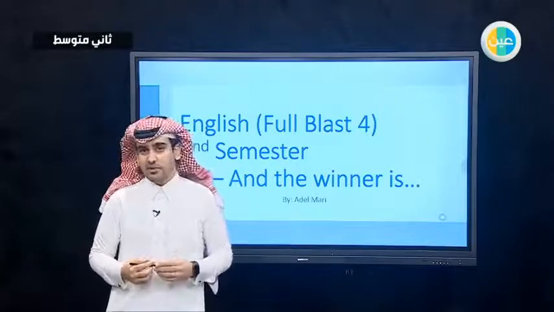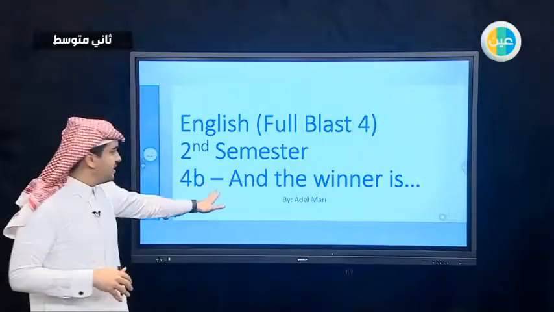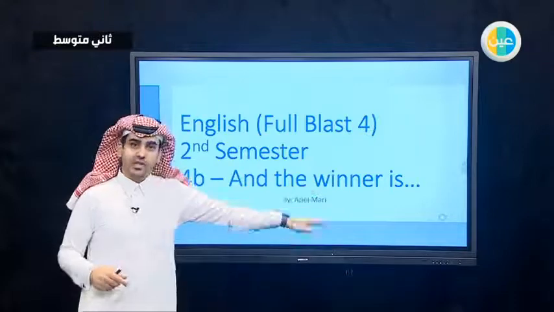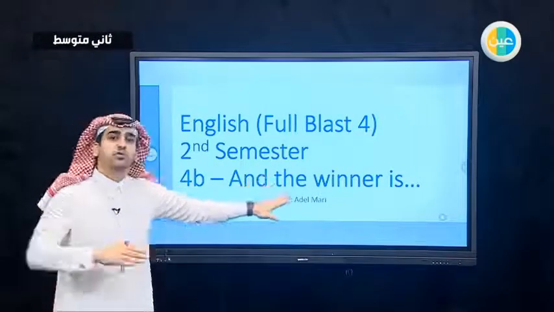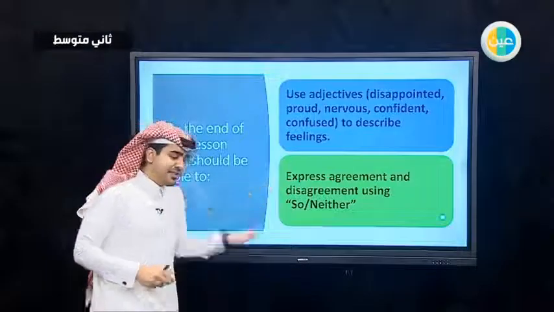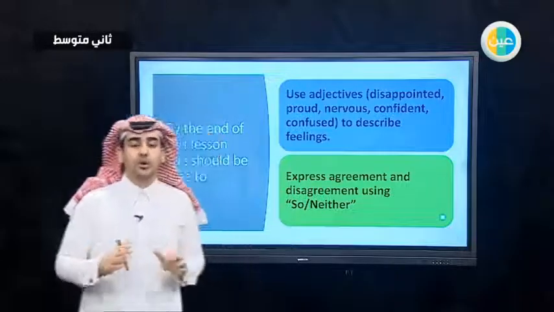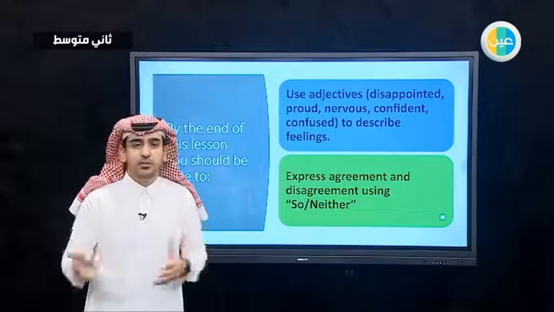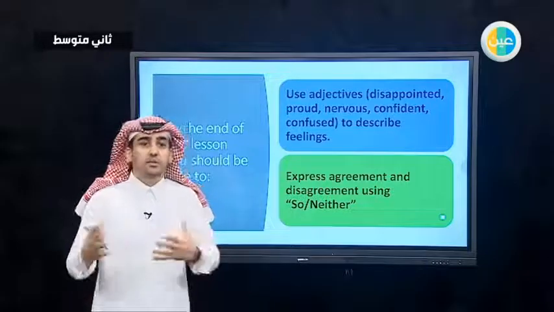So my name is Adil Miri, and today I will be teaching you English lesson 4B, and the title for this lesson is "And the Winner Is." There should be a name after the title, but it leaves it blank for you, so it could be anyone you pick or choose. The title leads us to think that the lesson is going to talk about some sort of competition, any type of competition: a football match, a race, maybe a video game competition. So people compete with each other.